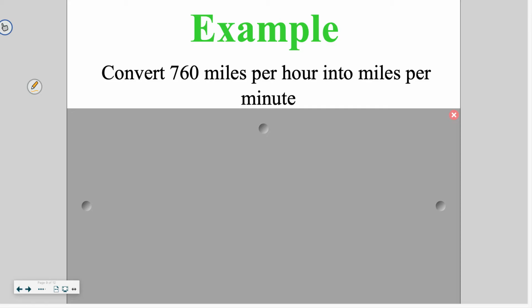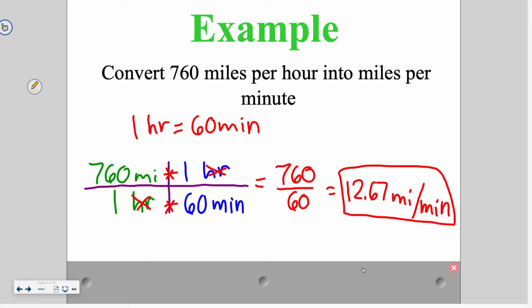Go ahead and try this one on your own. In this case, we were converting hours into minutes. There's 60 minutes in an hour. We do our division and get 12.67 miles per minute.